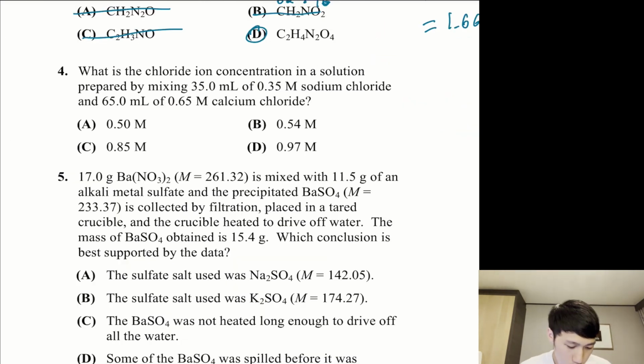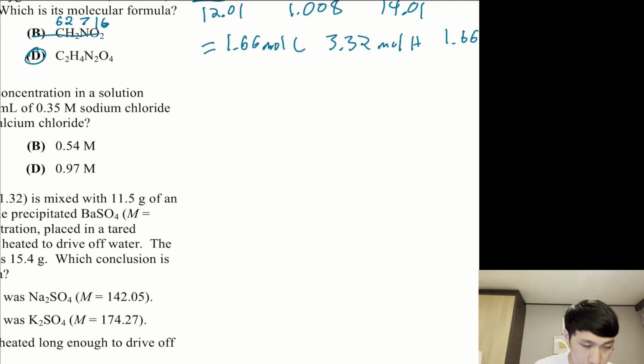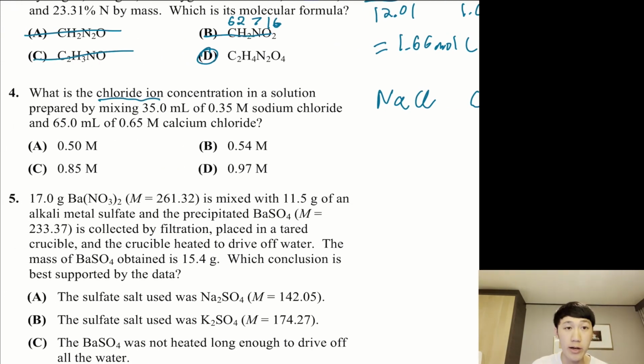Problem 4. What is the chloride ion concentration in a solution prepared by mixing 35 mLs of 0.35 molar sodium chloride and 65 mLs of 0.65 molar calcium chloride? So let's write out the molecular formulas just so we don't get confused. Sodium chloride is NaCl, and calcium chloride is CaCl2.